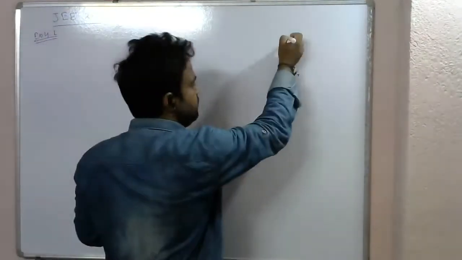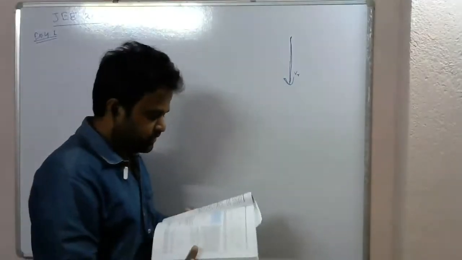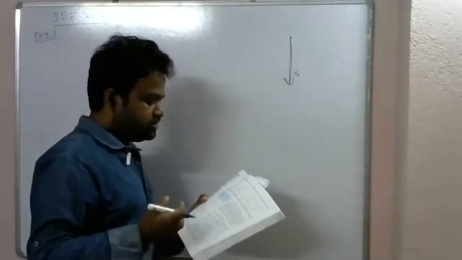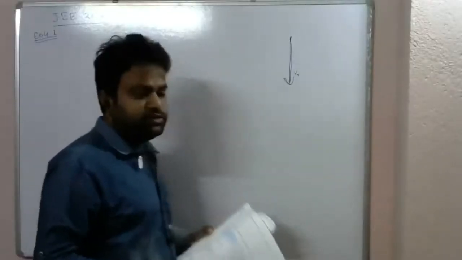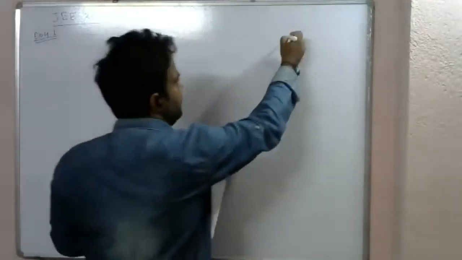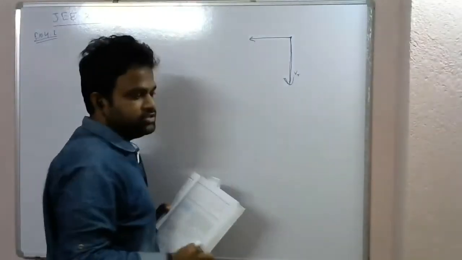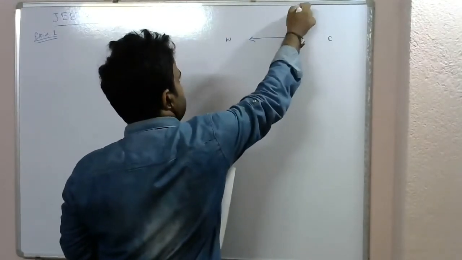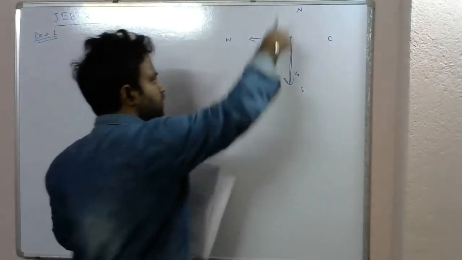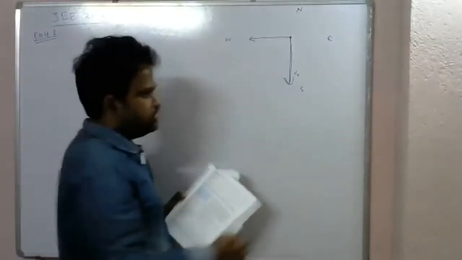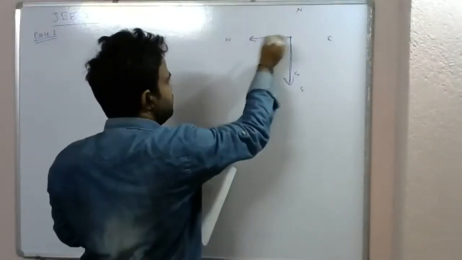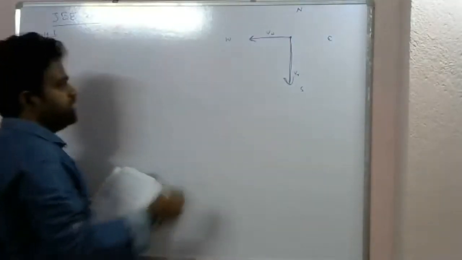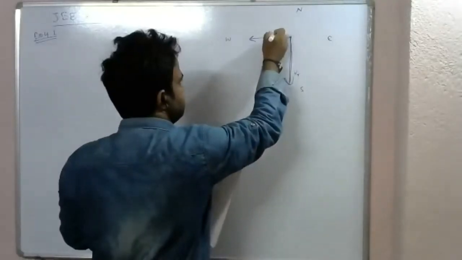The next part of the question says that the wind starts blowing after some time with a speed 12 meters per second in east to west direction. This is east, this is west, north and south. Rain is falling down means towards south. Now the wind is blowing from east to west, so we'll write V wind. This is V rain, this is V wind.